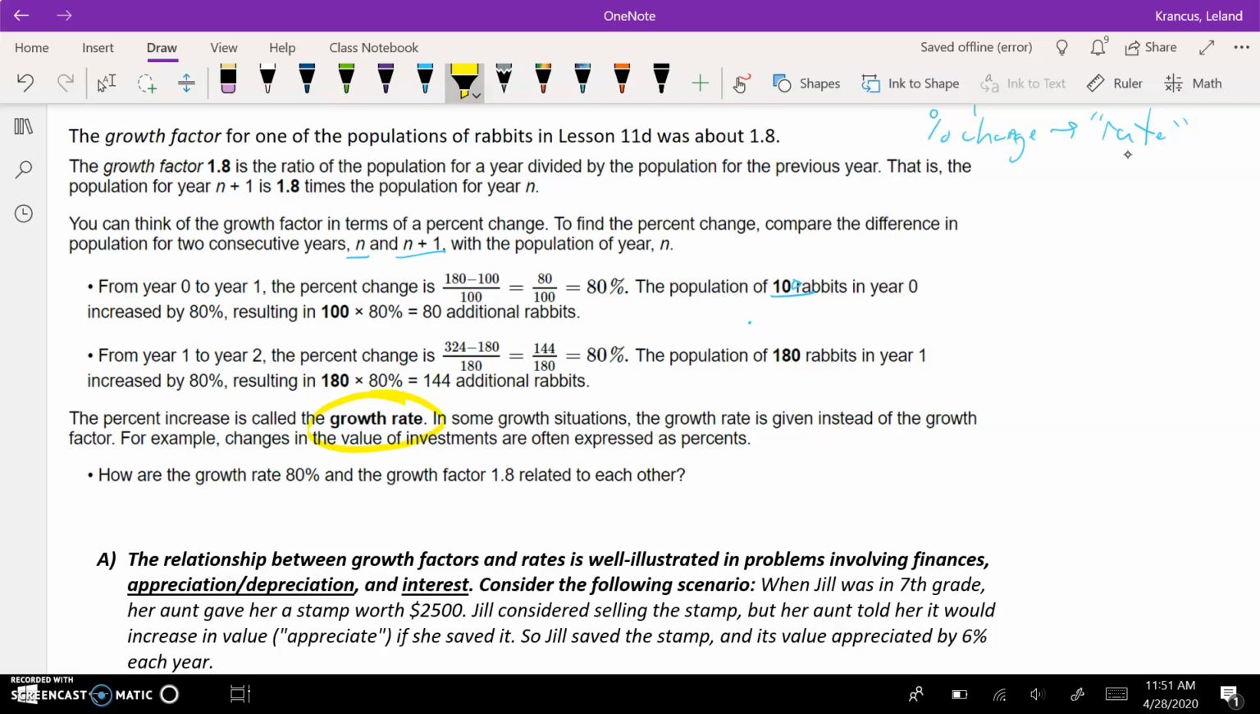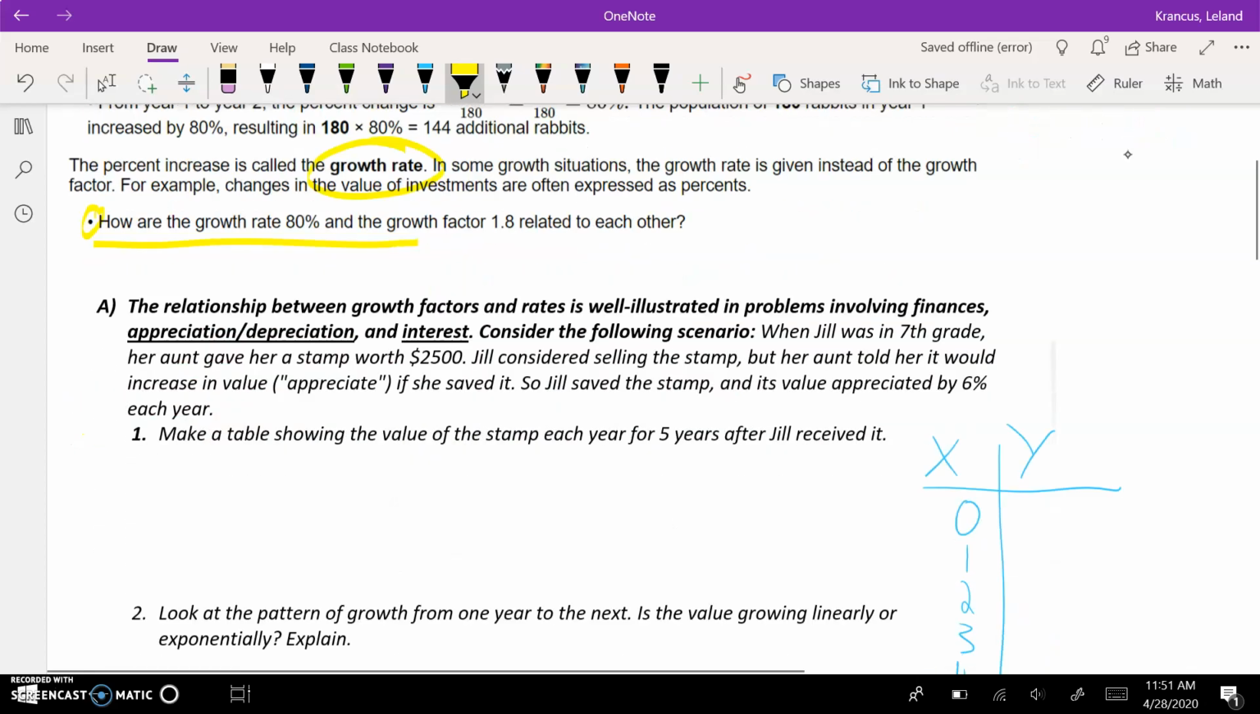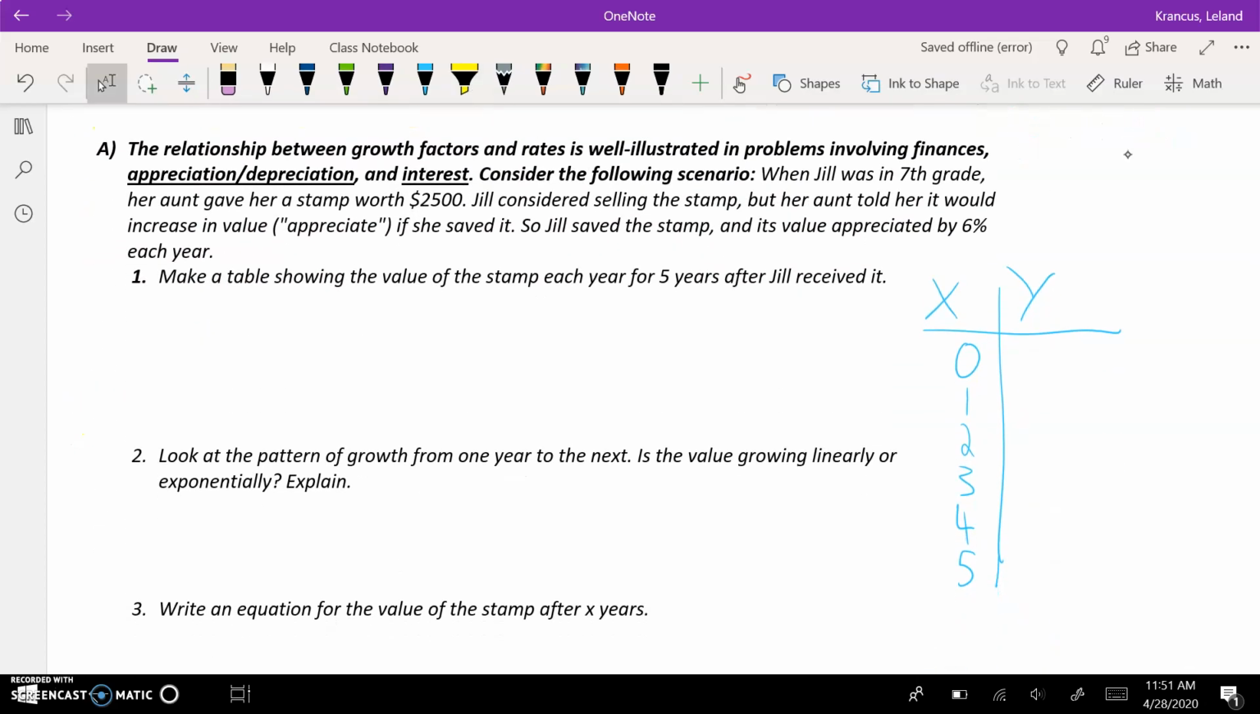But when we're modeling it mathematically with an exponential function, we want a growth factor, a multiplier. And so this is our key question here, not the question you're supposed to be answering right now, but a question we're going to explore in this extension, which is how are the growth rate and the growth factor related to each other? How do you go back and forth between the two? So we're going to approach this by looking at a scenario.